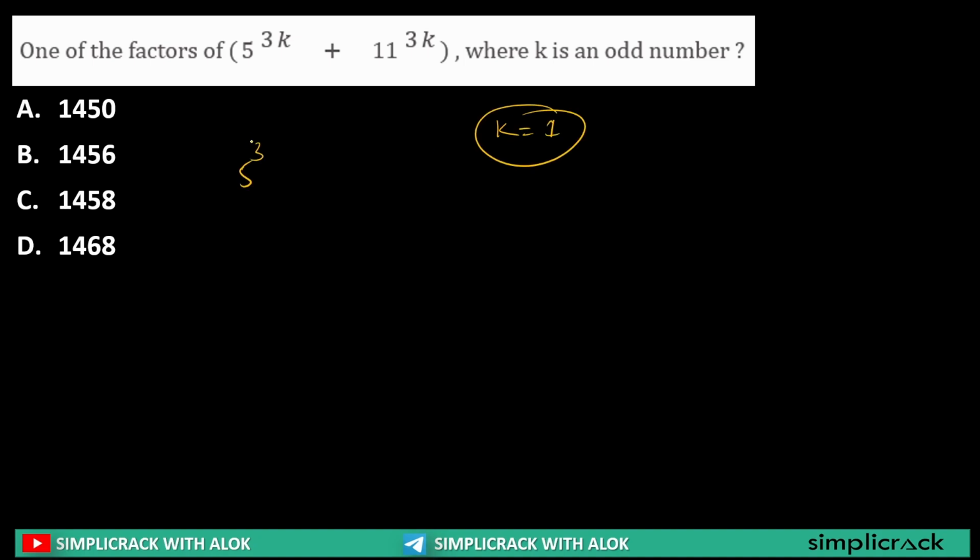So 5 to the power 3 plus 11 to the power 3. 5 cube is equal to 125, 11 cube is equal to 1331. 5 ones are 6. 5 ones are 6. I am talking about the unit digit. So that's my answer. If you add it, you will get this number as well. Okay.